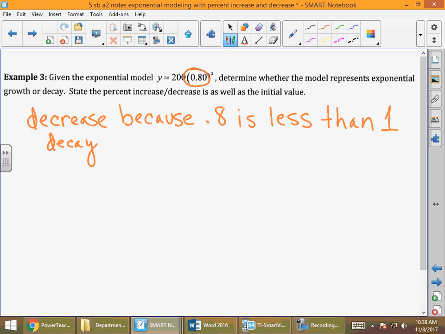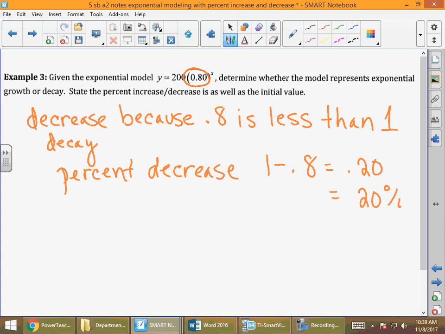What is the percent decrease? Because it's not 0.8. Well, to figure that out, our percent decrease is 1 minus 0.8. Remember what a formula says? It says 1 minus, or it says 1 plus. So this is 0.2. Or if we put it in terms of percentage, this would be 20%. And finally, what's our original amount, the initial value in this problem? Well, there's only one more number. It's a little bit covered up there, but it's 200.